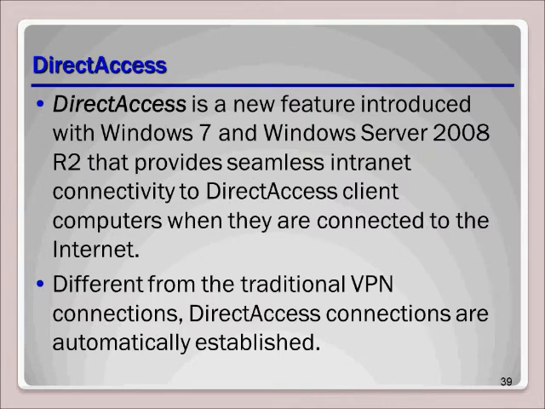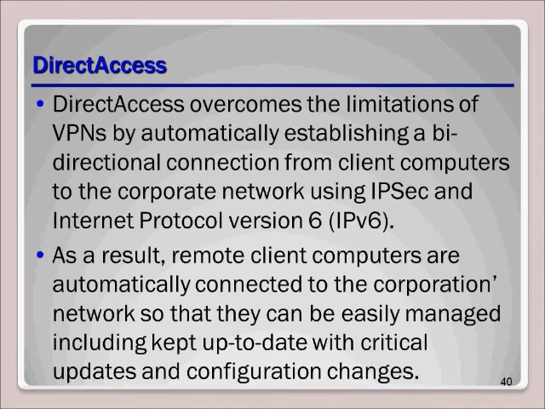DirectAccess is a new feature introduced with Windows 7 and Server 2008 R2 that provides seamless intranet connectivity to DirectAccess client computers when they are connected to the internet. Different from traditional VPN connections, DirectAccess connections are automatically established. DirectAccess is an extension of VPN, allowing automatic connection over the internet.